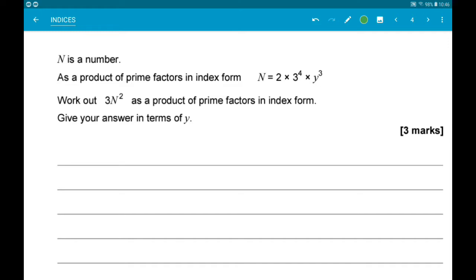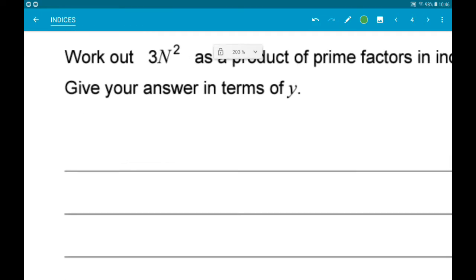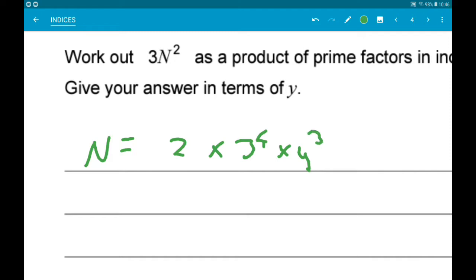So by BIDMAS, when we're looking at 3n squared, we have to do the n squared part first. So, if n is 2 times 3 to the 4 times y cubed, then n squared is all of that squared. So that's going to give us 2 squared times 3 to the power 8 times y to the power 6.